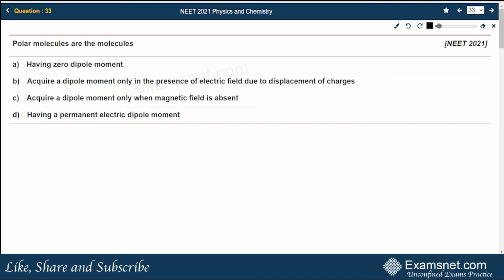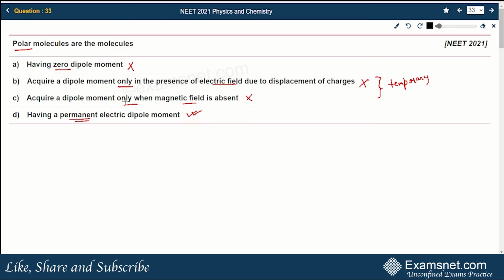Now question number 33 is from the chapter Electrostatic Potential and Capacitance, and the question is polar molecules are the molecules, option A, having zero dipole moment. So this is incorrect because they have certain value of dipole moment. Option B is acquire a dipole moment only in the presence of electric field due to the displacement of charges. So this is also incorrect. And option C is acquire a dipole moment only when magnetic field is absent. So this is also an incorrect option. According to these two options B and C, the dipole moment in a polar molecule is temporary, right? But this is not the case because they have permanent electric dipole moment. Therefore, option D will be correct.